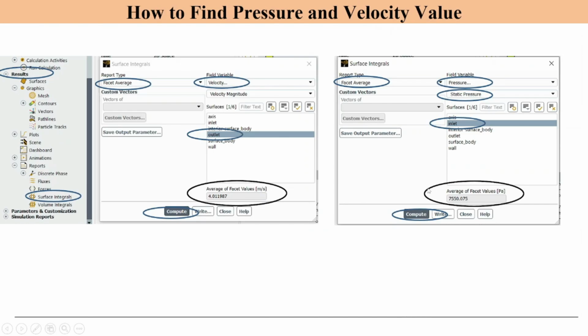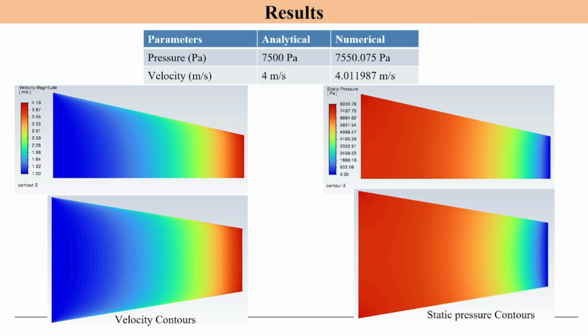And finally, the unknown values which we calculated with the analytical data, the same data we are identifying with the help of simulation results. How to identify that, I have shown in this PPT. Then finally I will compare my analytical results with the numerical data. So the pressure available at the inlet, analytically we identified the value as 7500 Pascal, but numerically we got the value 7550.075 Pascal. It is approximately equal to the analytical data.